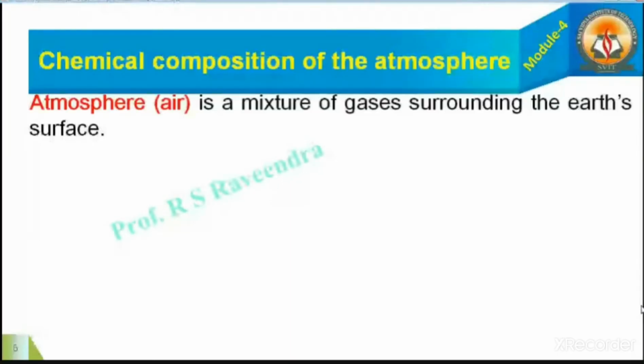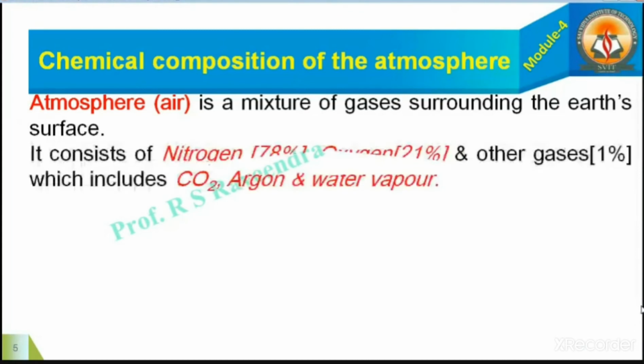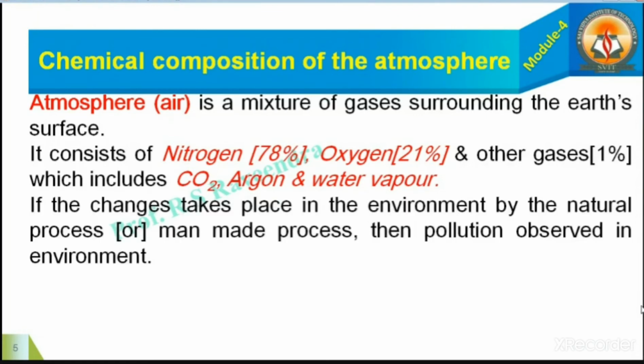Now, the chemical composition of the atmosphere, as I already said in the earlier slide, is a mixture of gases surrounding the surface. What are those? 78% nitrogen, 21% oxygen, and 1% other gases. What are the other gases? It may be carbon dioxide, argon, or water vapors. All together constitute 1%. Majorly, it contains 78% nitrogen and 21% oxygen.